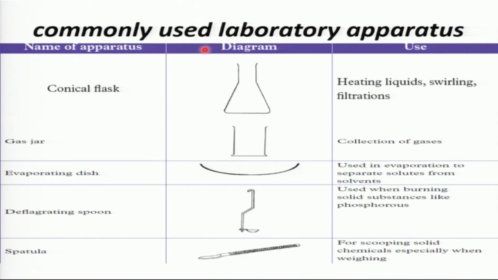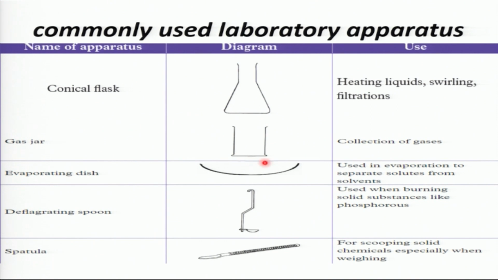So from the diagram here, we look at what we call the conical flask. That is a conical flask. We have around two kinds of flask: the conical flask and the round bottomed flask. But this is a conical flask. What do we use it for? Sometimes we use it for heating liquids or for filtrations. When you're doing filtration, we put liquids in this conical flask. All right? So this is a conical flask, and that is the diagram.